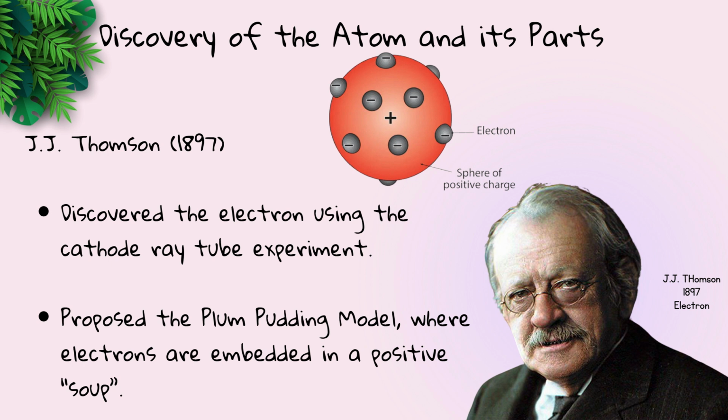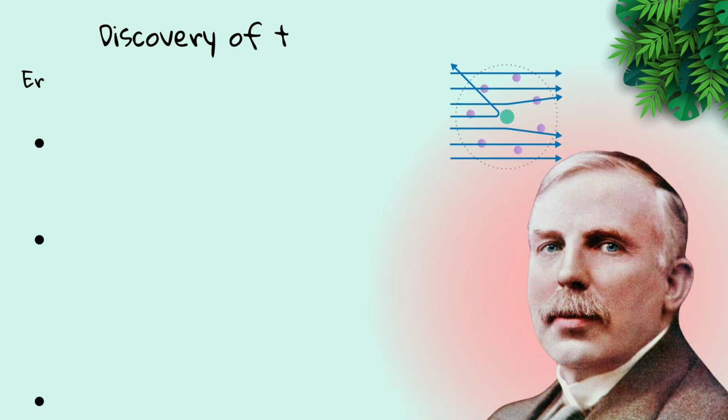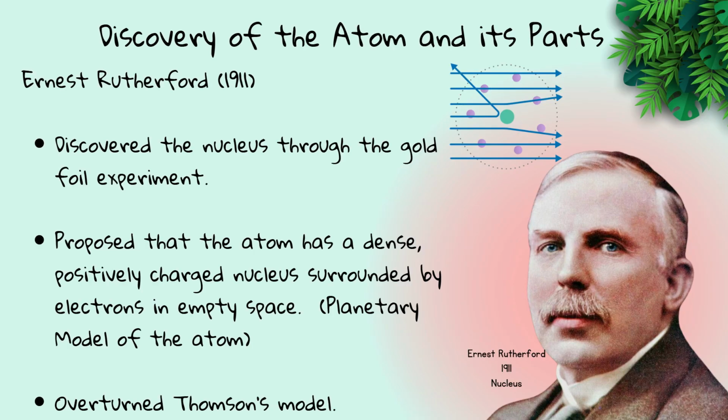Thomson in 1897 discovered the electron using the cathode ray tube experiment, and he proposed the plum pudding model where electrons are embedded in a positive soup. Rutherford in 1911 discovered the nucleus through the gold foil experiment. He also proposed that the atom has a dense, positively charged nucleus surrounded by electrons in empty space. From there, he came up with the planetary model of the atom, and he overturned Thomson's model.